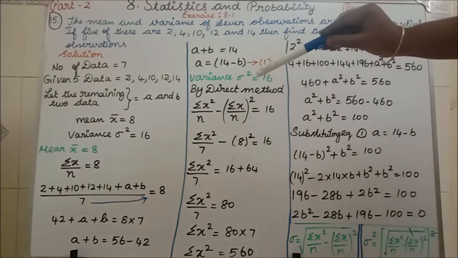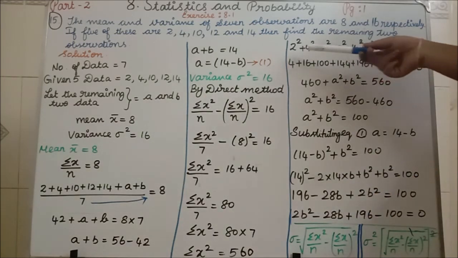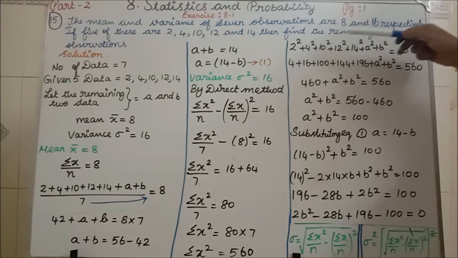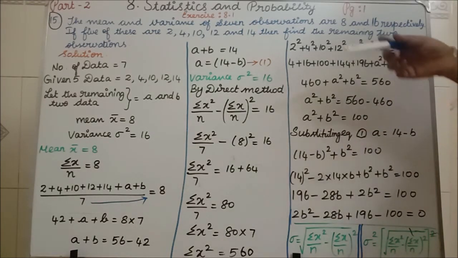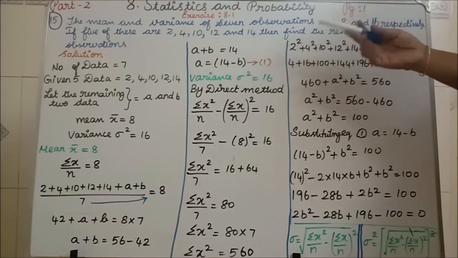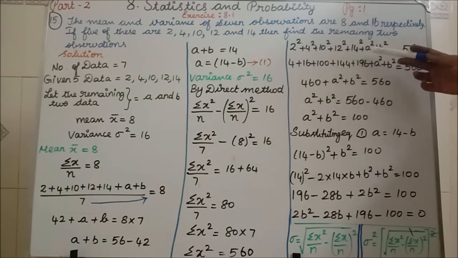Students, I told you, summation x means you have to add all the given observations. Similarly, summation x square means you have to add all the observations, but using the square. Clear the difference? So now summation x square means we have to put square for every observation: 2 square, 4 square, 10 square, 12 square, 14 square, a square plus b square equal to 560.